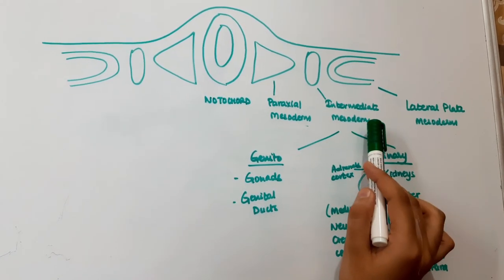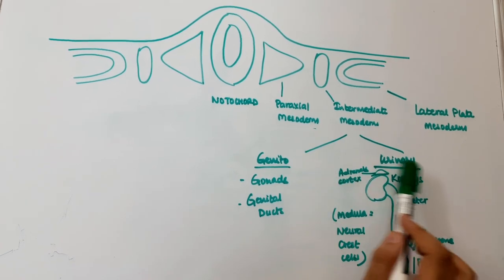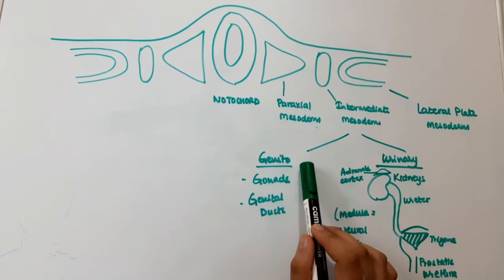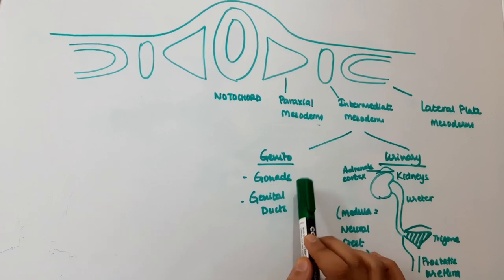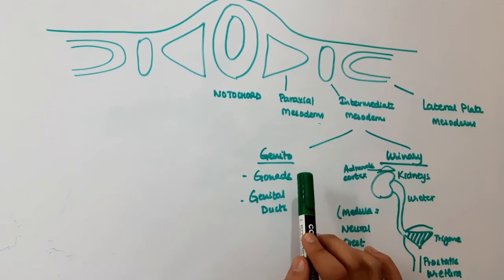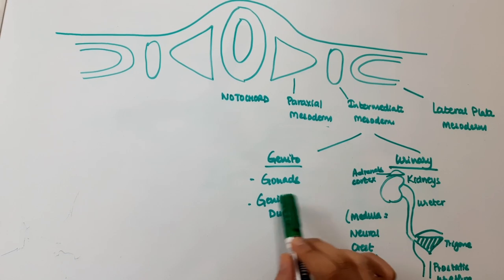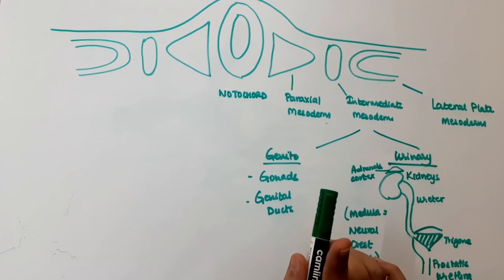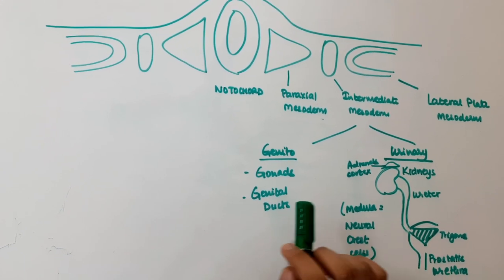The intermediate mesoderm will give rise to the genitourinary system. The genital system, which consists of gonads, which is the testis in males and ovaries in females, along with the genital ducts, the paramesonephric and the mesonephric ducts.